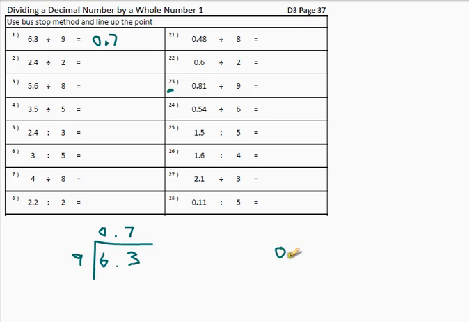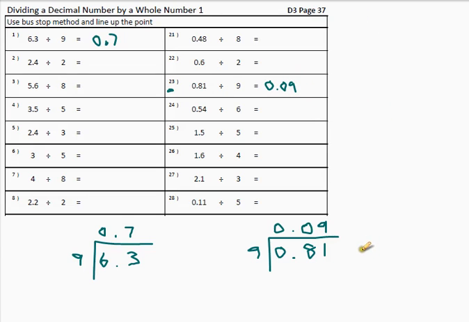Okay, let's look at number 23 here. We know that 81 divided by 9 is 9, yeah? But where would the point go? 0.81 divided by 9. 9 goes in 0, 0. Okay, 9 goes in 8, it goes 0. And then 9 goes in 81, 9. In other words, it is 0.09. Okay, you can do the rest there.